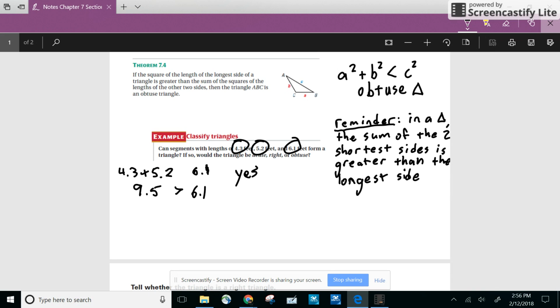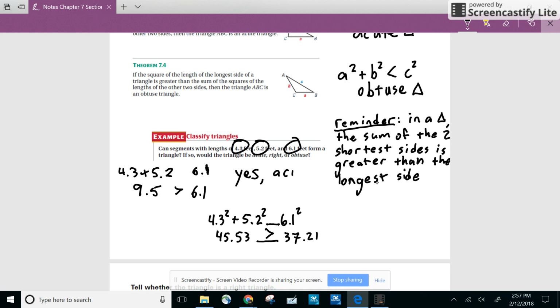Since it's a triangle, now I have to figure out what kind of triangle it is. So I'm going to check that according to those theorems up above. So a squared plus b squared, 4.3 squared plus 5.2 squared, and I'm going to check that against 6.1 squared. I'm going to leave a blank there because I don't know what sign to put in there. In the calculator, I do 4.3 squared plus 5.2 squared, and I get a total of 45.53. And 6.1 squared is 37.21. Well, 45 is larger than 37, so that was an acute triangle.